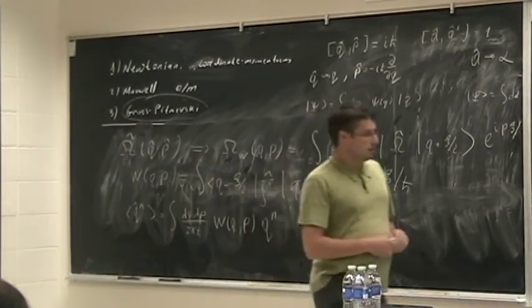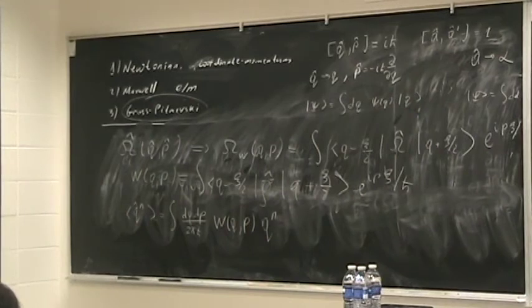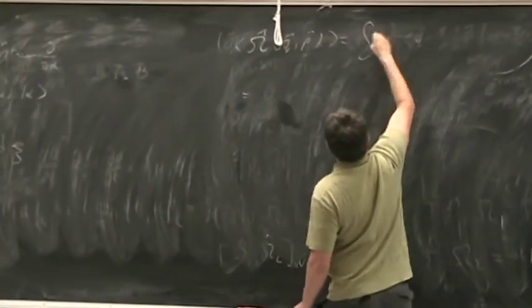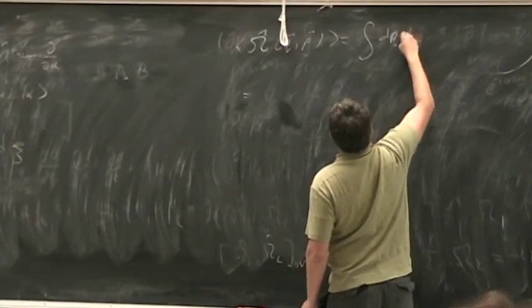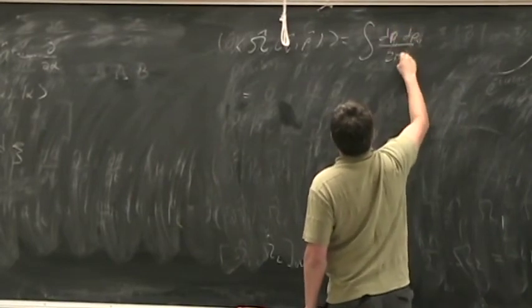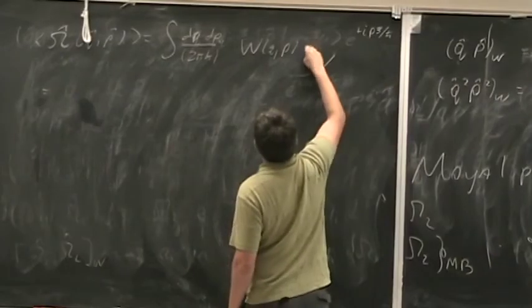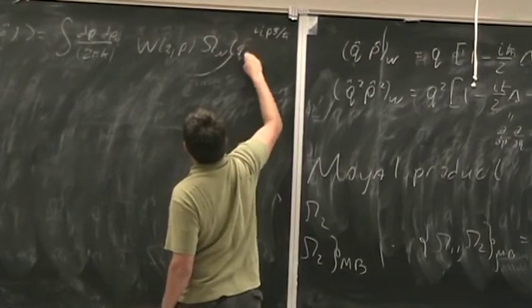And what you can prove, and this proof I will show you because it's very quick, is that in general the expectation value of any operator can be computed using the Wigner function. The expectation value of an arbitrary operator omega is nothing but the integral over dq dp over 2 pi h bar of W of q and p times the Wigner symbol of this operator.